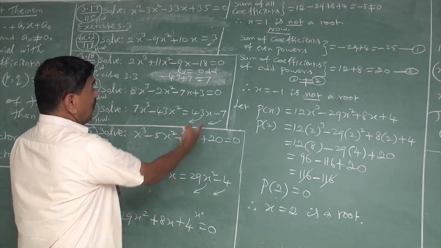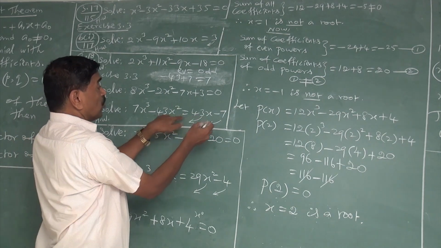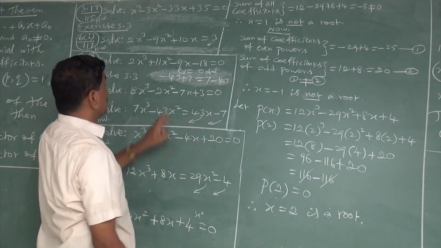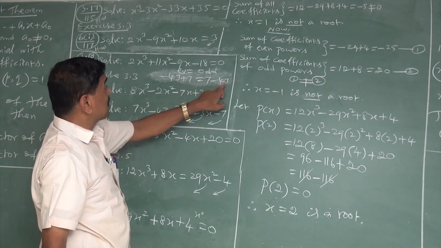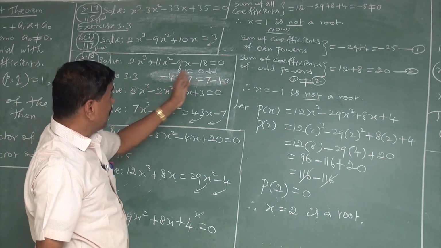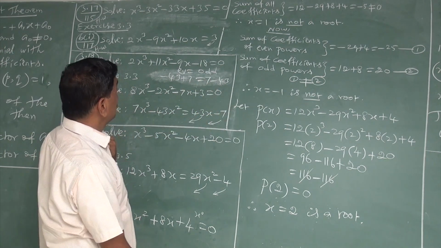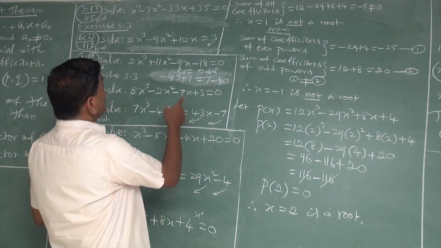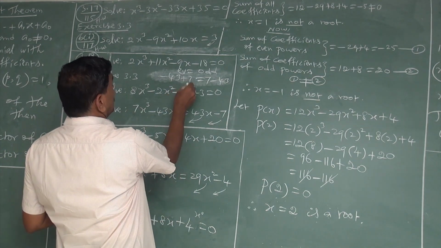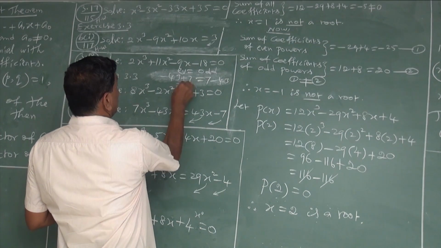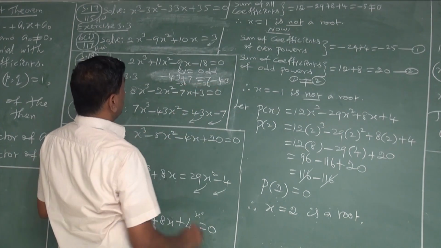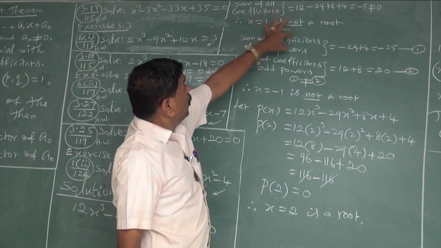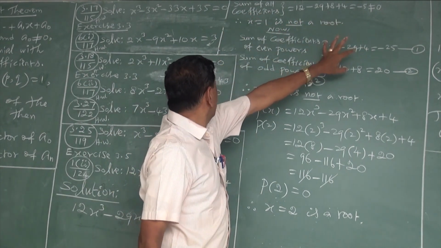Next odd power, 43x comes to the left side, so the coefficient becomes minus 43. Listen, minus 43 plus 7, minus 43 plus 7. Very good, they are equal. What is the exact answer, please? Minus 43 plus 7, so I think 36. Correct. Minus 36 is equal to minus 36. Very good. So the sum of coefficients of even powers is equal to minus 36.